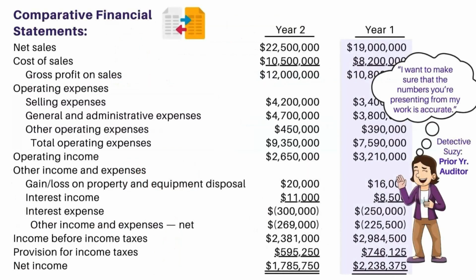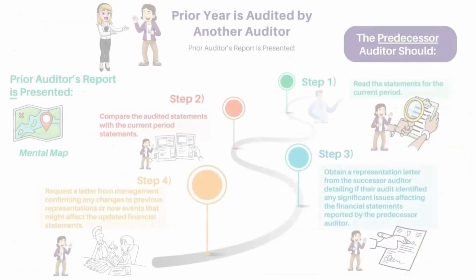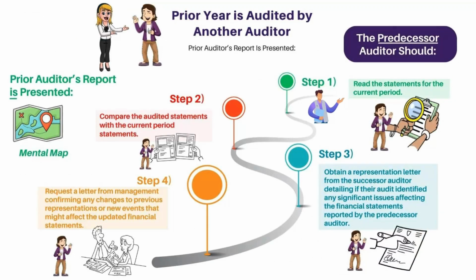And the reason that Detective Susie, the prior year auditor, should do extra work is because she wants to make sure that the numbers that are being presented are actually accurate. Right, if revenue reads $19 million in her audit report last year, she wants to make sure that Detective Lucy is reporting that same number. Okay, so point being is Detective Susie is going to do some legwork, and you need to know what she needs to do. She needs to read the statements for the current period, making sure that everything looks good. She needs to compare the audited statements with the current period statements.